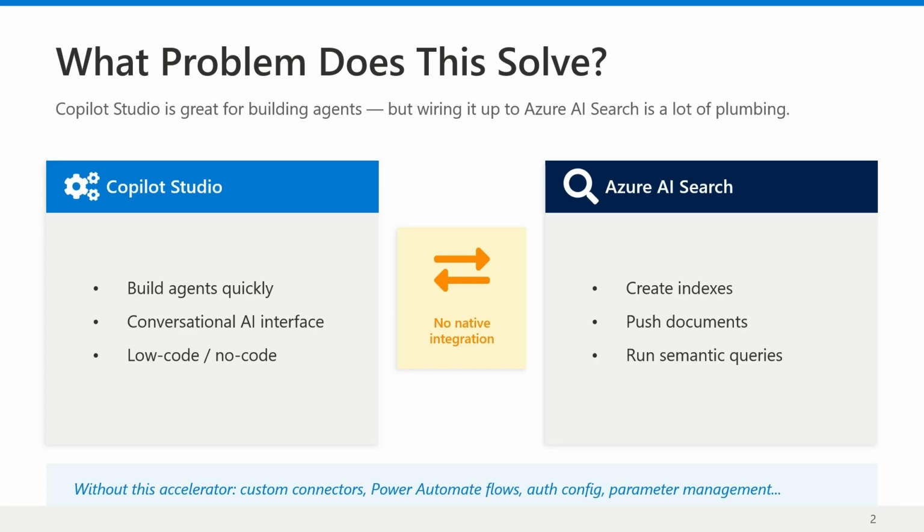Copilot Studio is great for building agents, but when you want to wire it up to Azure AI Search, create indexes, push documents, run semantic queries, there's no native deep integration out of the box. You would normally have to build custom connectors, wire up Power Automate flows, handle auth, manage parameters. It's a lot of plumbing.